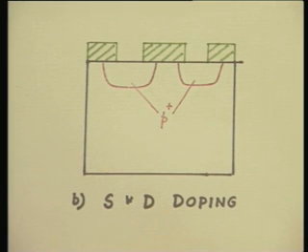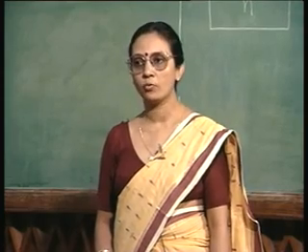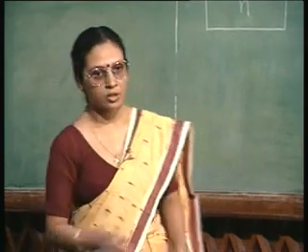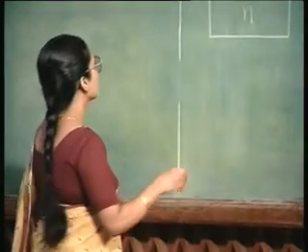So, you have now your source and drain doping. You have opened windows in the field oxide and you have done your source and drain doping. Okay. After this step is over, usually there is another oxidation step in order to build up the oxide over the source and drain. So, that will look something like this.